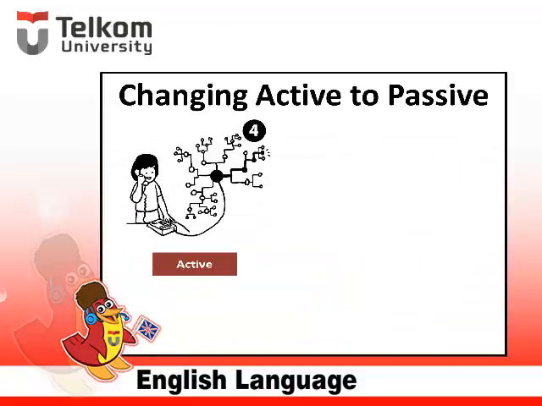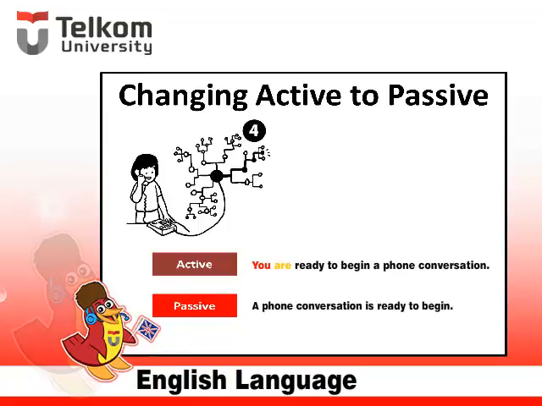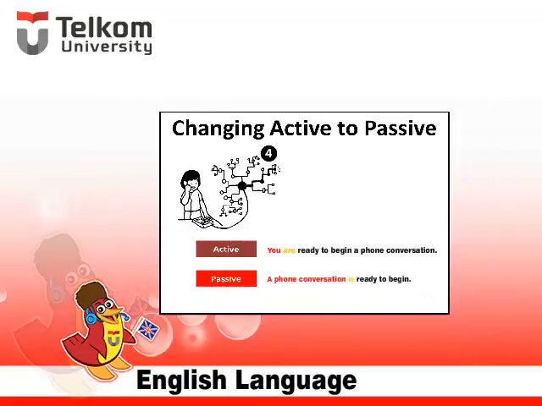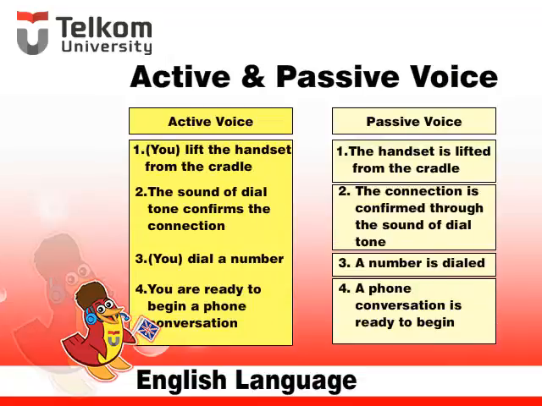Active voice: you are ready to begin a phone conversation. In active voice, the subject is you. The verb is are. And passive voice: a phone conversation is ready to begin. In passive voice, the subject becomes a phone conversation. The verb form becomes is. You see here that the active voice sentences are transformed into passive voice.